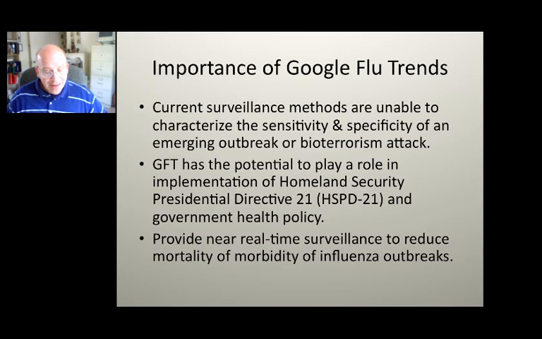HSPD 21 mandates that all sources of surveillance information be incorporated into policy decision-making. Hence, tools such as GFT might play a role in the implementation of HSPD 21 and public and government health policy. In order to reduce the mortality and morbidity of influenza outbreaks, near real-time surveillance is needed. This would help healthcare practitioners to institute control measures in a timely fashion, as well as find cases and provide access to adequate treatment.